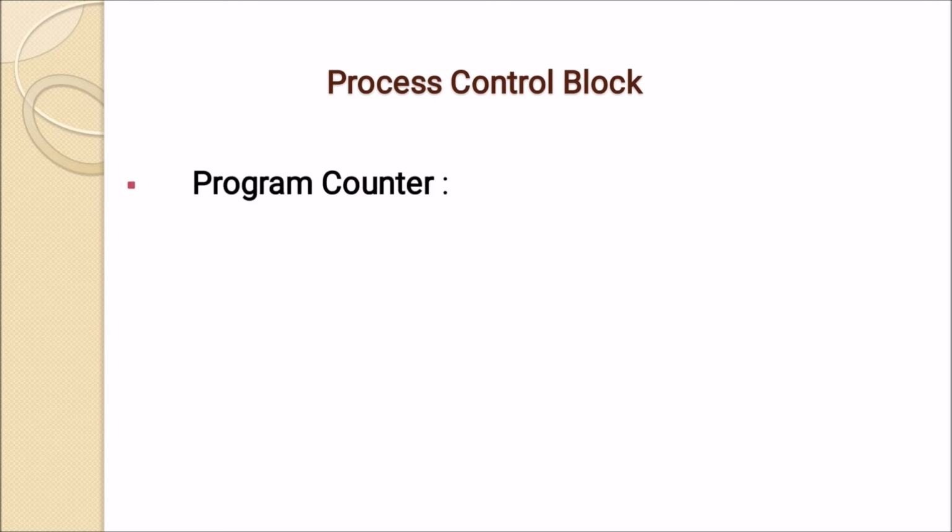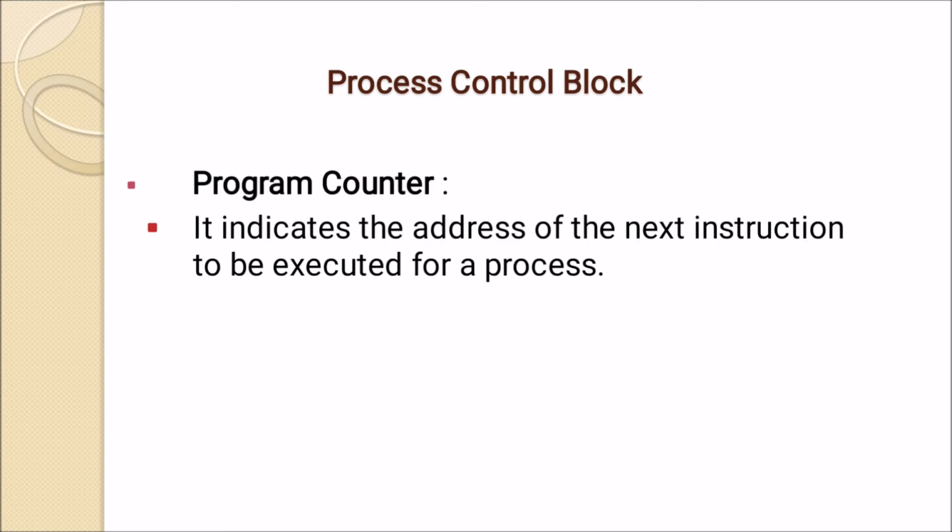The next one is the program counter. It indicates the address of the next instruction to be executed for a process. So which instruction will be executed next? The address of that instruction will be stored in the program counter field.